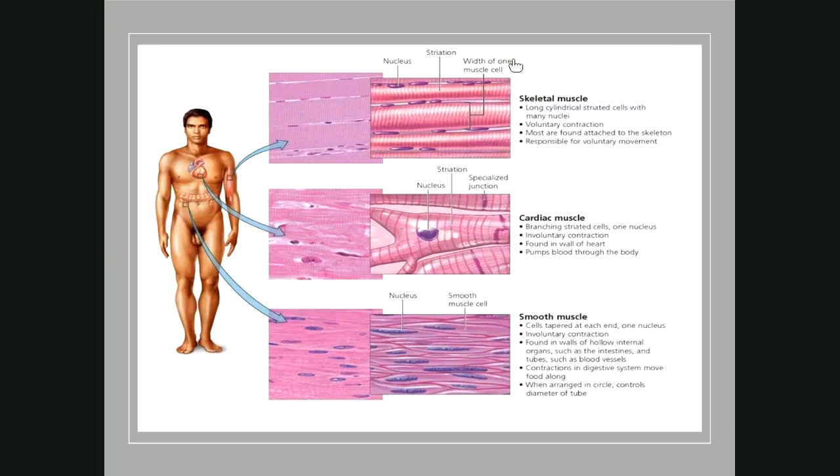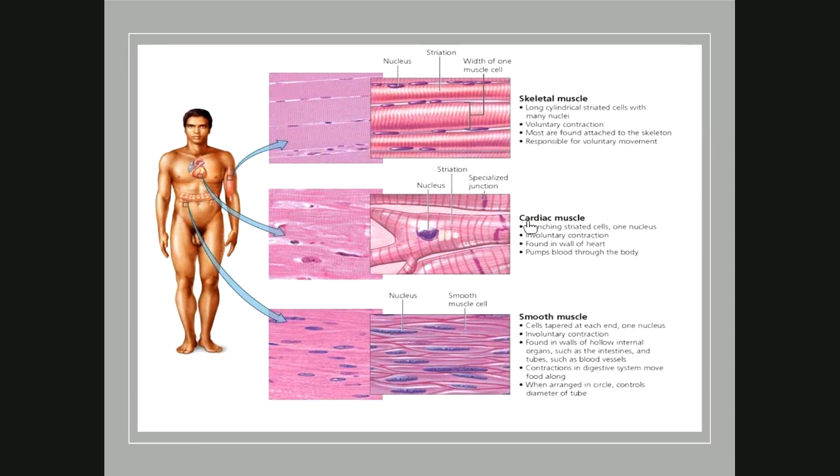So make sure you understand histologically what each of these three would look like. So skeletal muscle have these long cylindrical tubes that are horizontal to each other. They have striations, and they also are multinucleated. Skeletal muscle is under voluntary control, and they're responsible for voluntary movement.